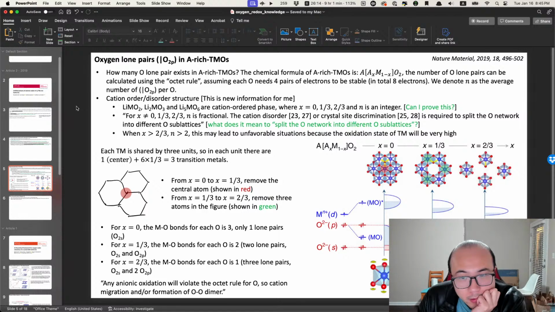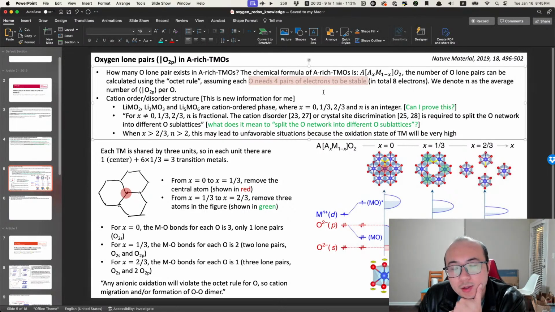Cation ordered phase. Assuming each oxygen has 4 pairs of electrons to be stable. Why? Yeah, I know this sentence, but 4 pairs of electrons. Oxygen already has some, so it will attract like 2 electrons. Okay.